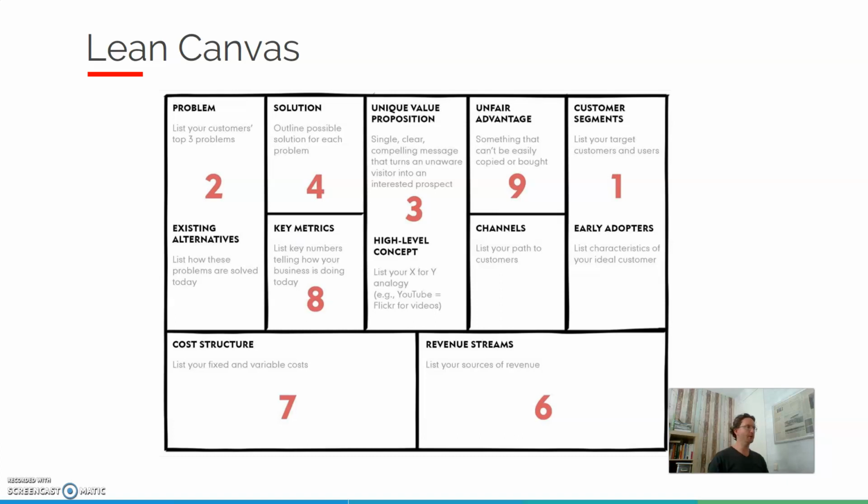I furthermore want to stress that in the problem building block, you have to address existing alternatives. In the customer segments building block, you need to specifically write up information on early adopters. In the unique value proposition building block, you need to address the high-level concept. As you can see, the Lean Canvas has a logical order, starting from customer segments, via problem to unique proposition, and ending at key metrics.